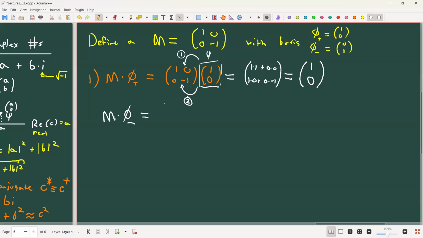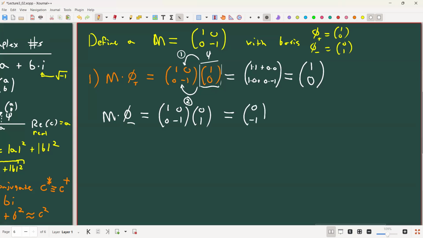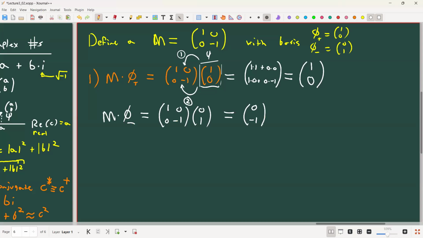Phi minus. Same idea. But now instead we have a 0, 1 instead. And it's probably not too hard to see that we're going to get a 0 in the first component. And we're going to get a -1 in the second component. All right. Well, that may look like a different state to you, right? It's moved from this way to this way. It's pointing down in that axis system.